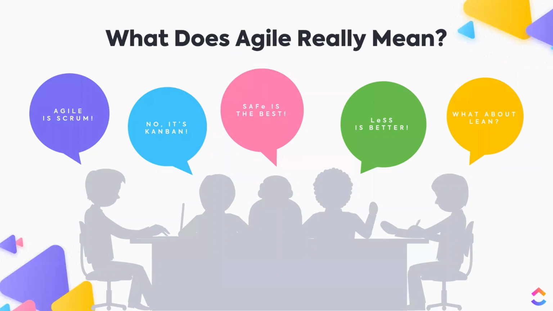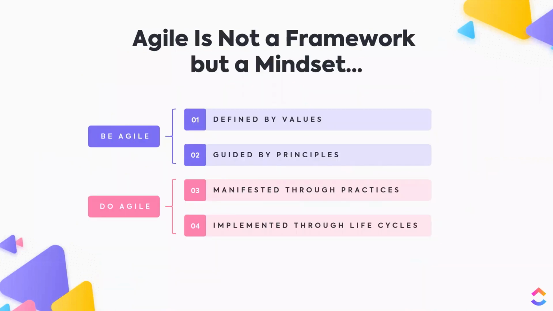Yet all these answers are only partially right, since Agile is not a framework, but a mindset that is defined by values and guided by principles that were first expressed as part of the Agile Manifesto in 2001. This established the foundation of what it means to be Agile. But values and principles are not enough to achieve projects, so we also have to do Agile, which is manifested through a rich and diverse set of practices that are implemented through life cycles of project delivery.